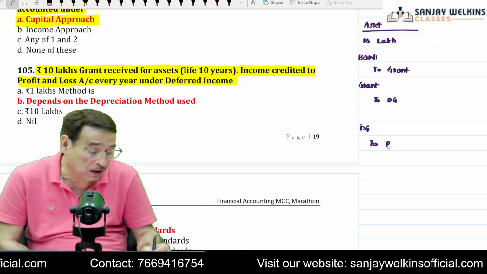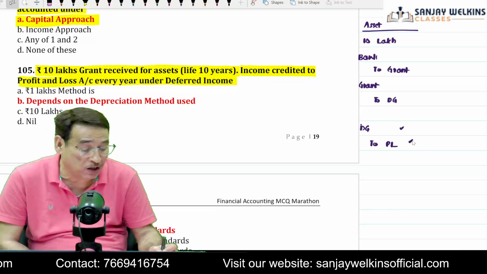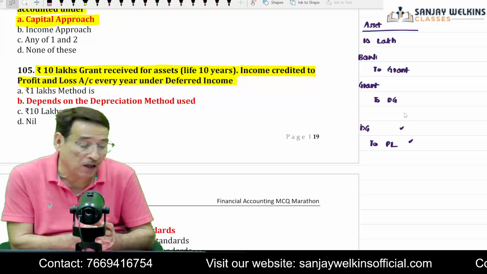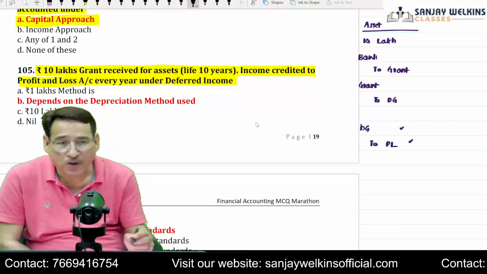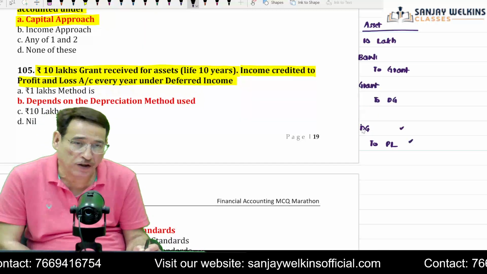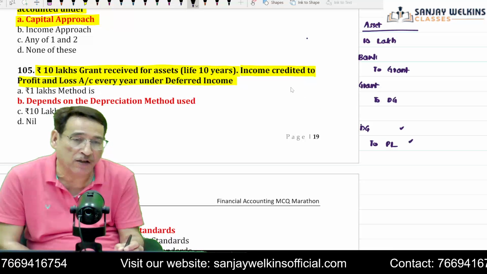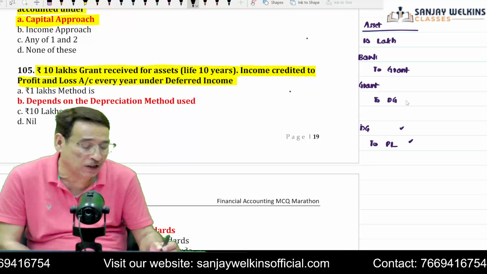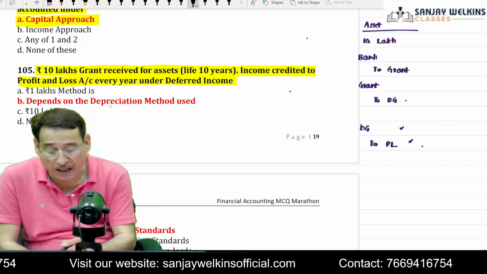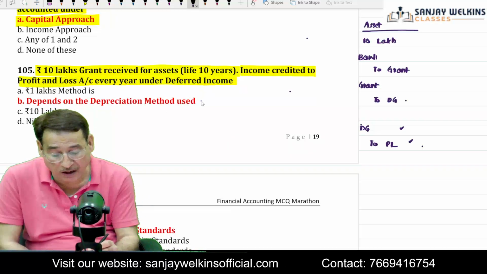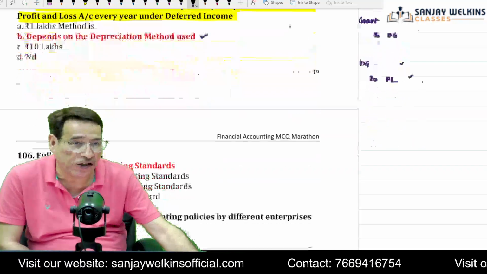The question is asking on what basis or what amount you are going to transfer from the deferred grant amount of 10 lakh to your profit and loss account. Generally, this amount is transferred as per the depreciation charged. Suppose in the current year we have charged a depreciation of 10,000, then I will take 10,000 to the profit and loss account. So that does not depend upon the life, rather it depends upon the depreciation method, what amount we are going to reflect in the profit and loss account.